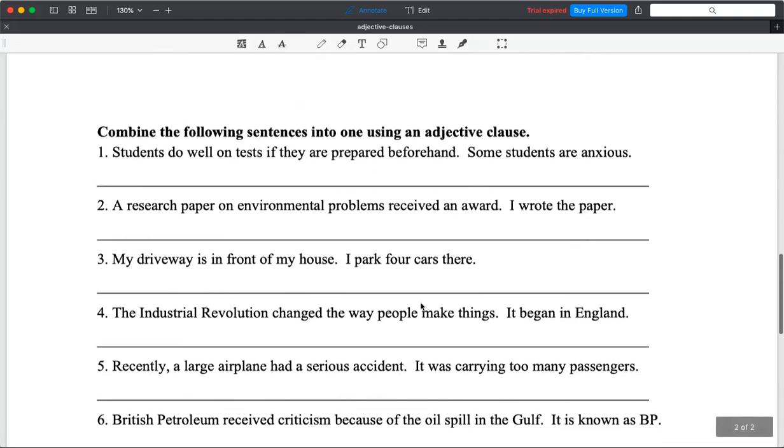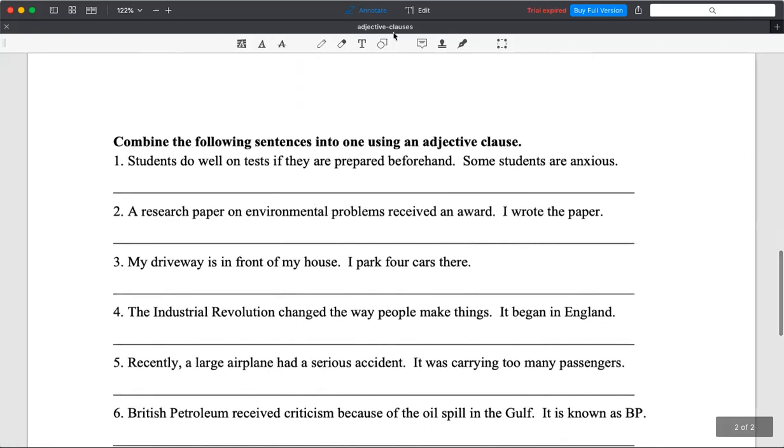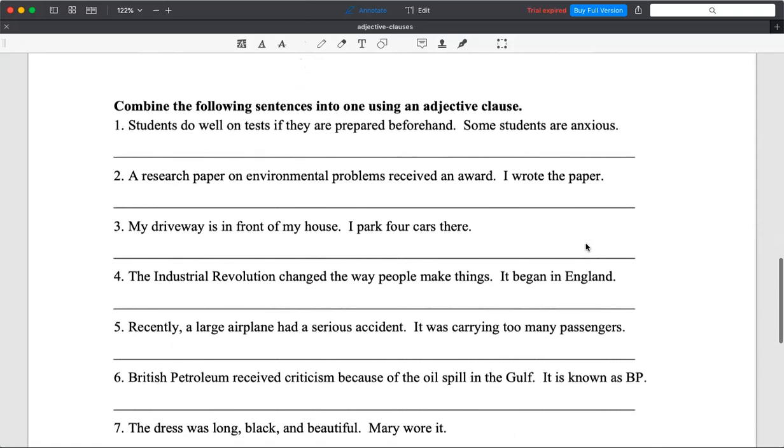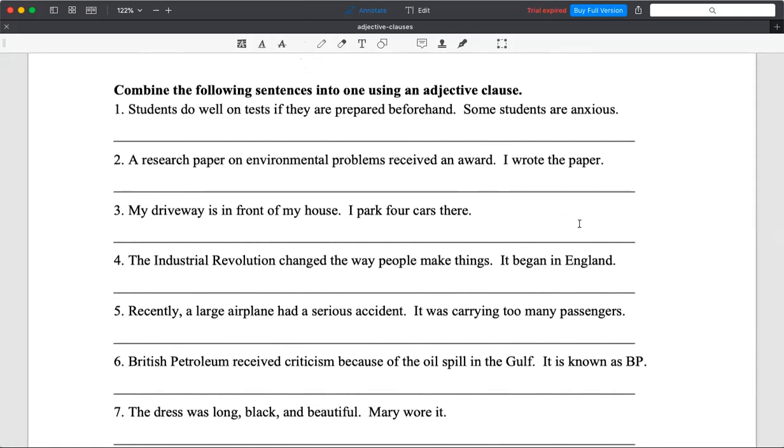Now, what I want everybody to do: I will share these files within the chat box with everybody, in case some of you did not receive this. You need to download these files. I sent you the first file, you are more than welcome to open it. And then we're going to start working on combining the sentences and creating adjective clauses.